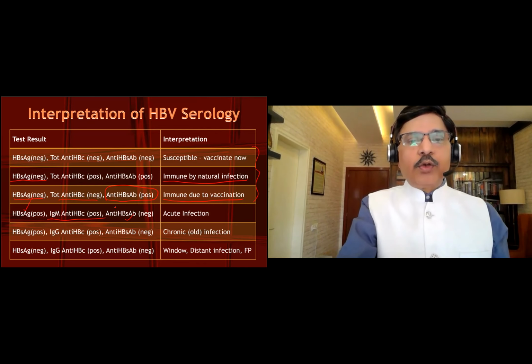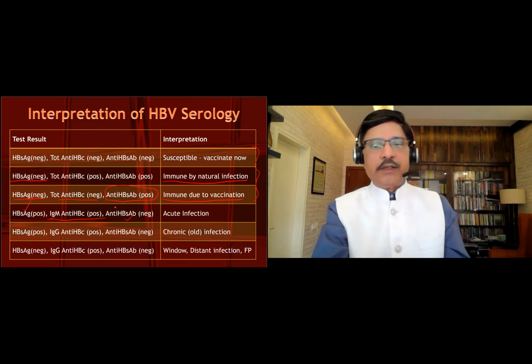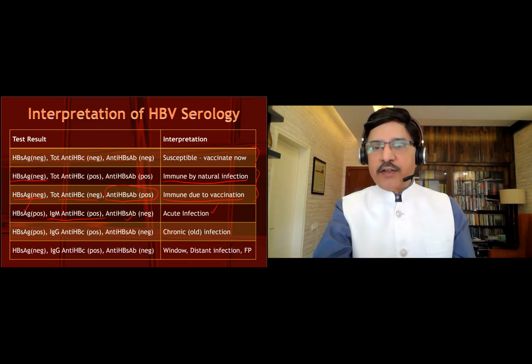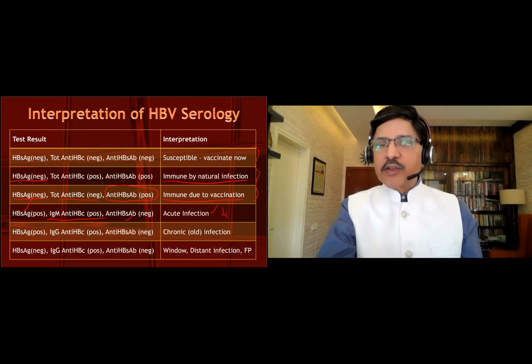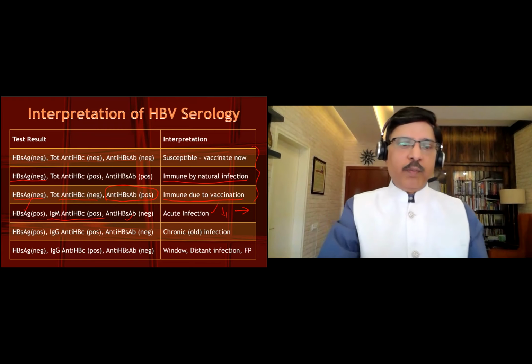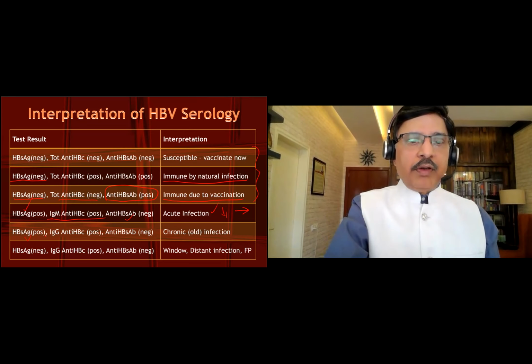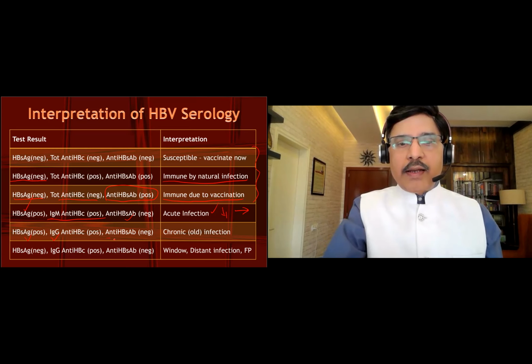And the acute antibody is also positive, IgM. So it's an acute infection. It is not there in vertical transmission. It is there in horizontal transmission. Now, HBs antigen positive, and the chronic phase antibody is positive, and anti-HBs is negative.